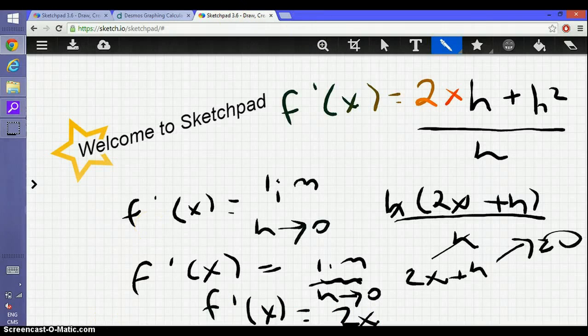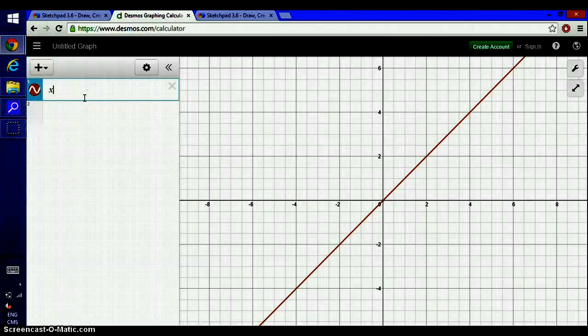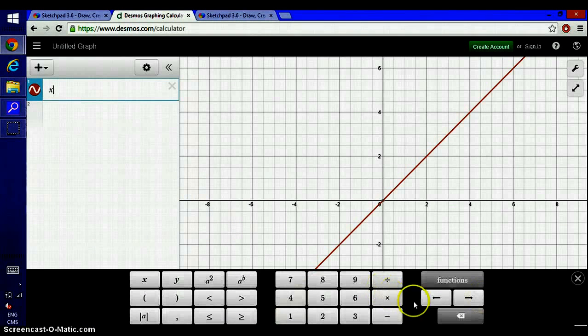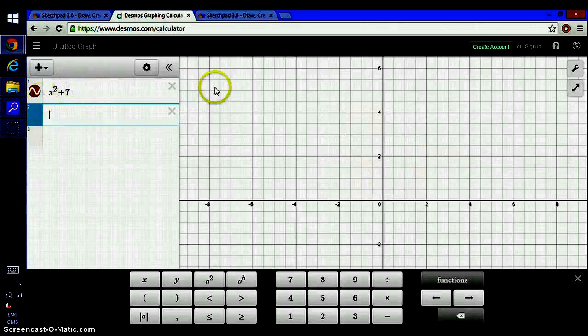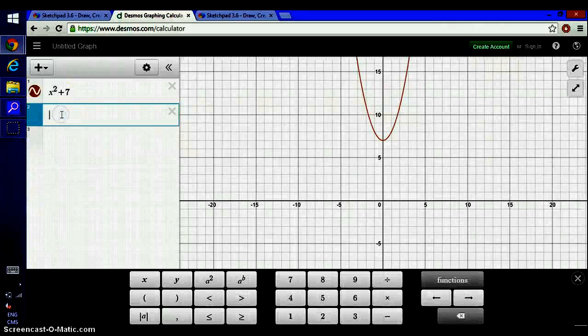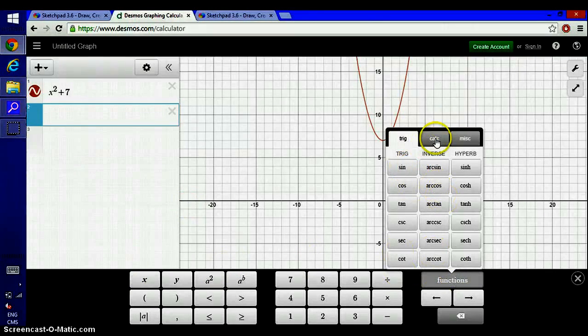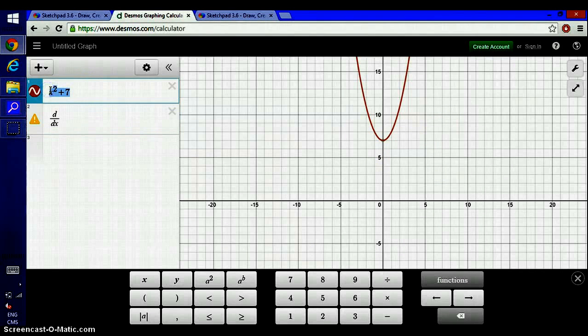If you don't believe me, we can verify this using the Desmos graphing calculator. So our equation was x squared plus 7, and then we can find the derivative. Derivative of the above function.